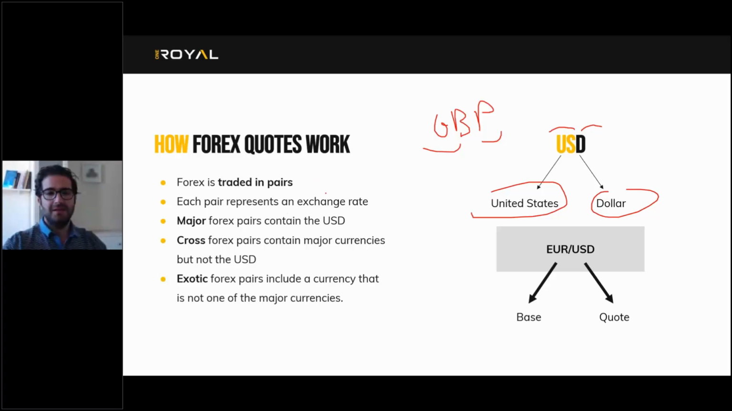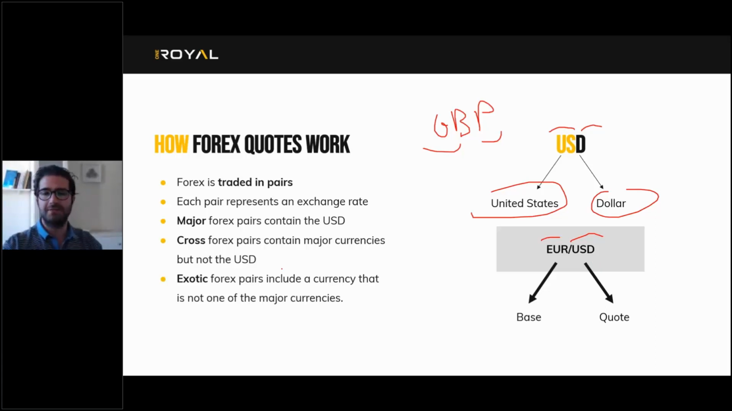There are three types of pairs. We have major, cross, and exotic. So what are these, or how do you differentiate between them? The major pairs contain a major currency and the USD. So it is a must to have a USD in a major forex pair, similar to Euro USD. Euro USD, as an example, is a major pair. Euro is major, but we have here USD. GBP USD or USD JPY are examples of major pairs.